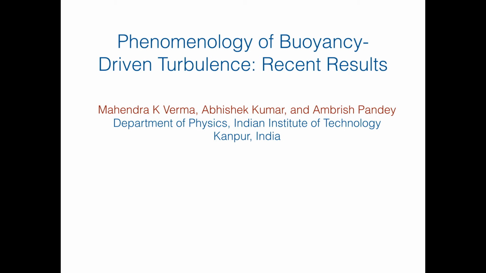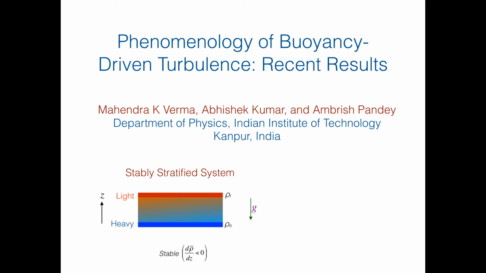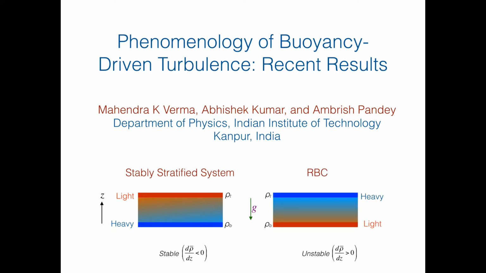In this paper, we review the important recent results of buoyancy-driven turbulence. Such flows come in two forms: stably stratified systems, that are stable, and convective turbulence, that is unstable. These two systems have very different behavior because of stability, and their scaling is also different.